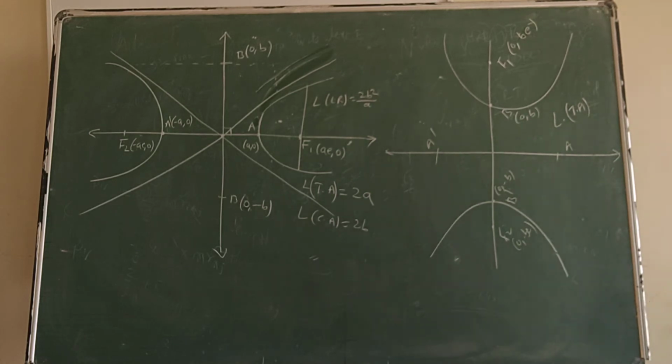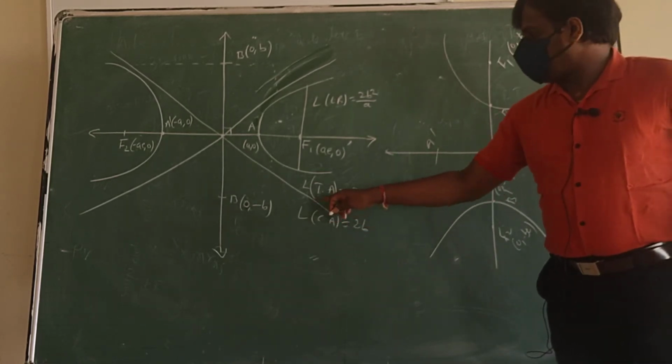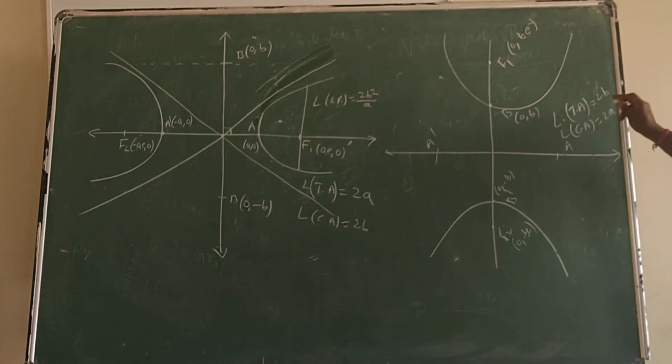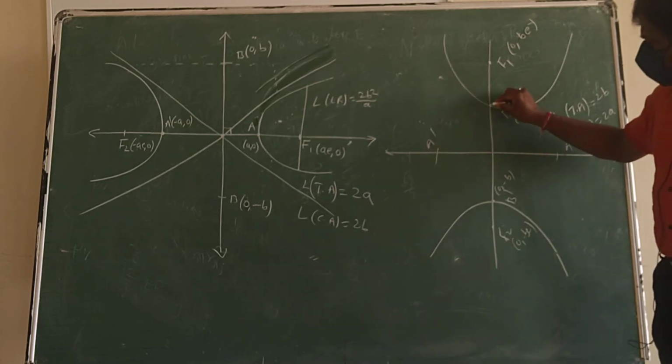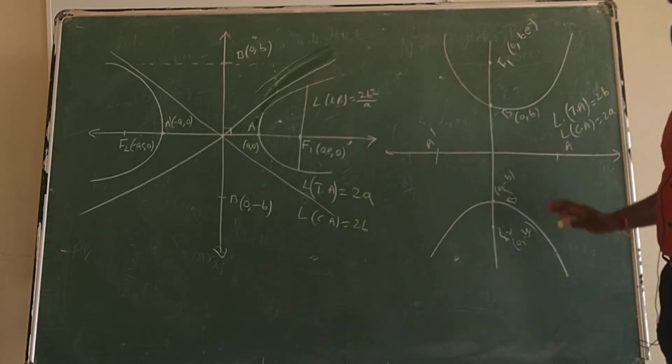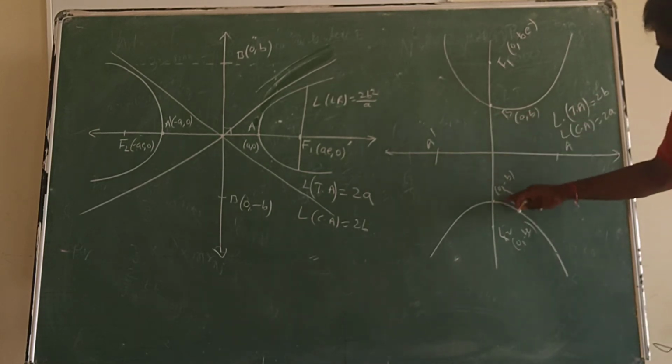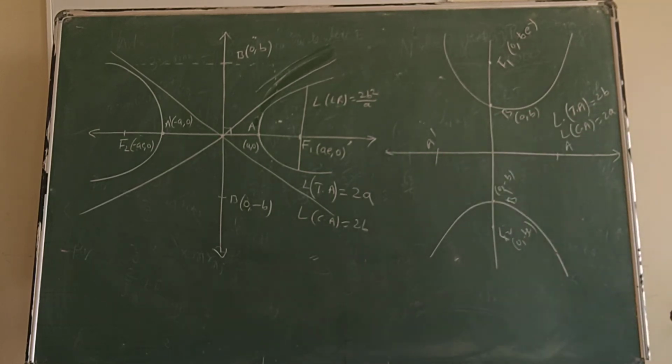Here this is the transversal axis, which has the foci lying on it. The axis on which the foci lie is called the transversal axis. Here the length of the transversal axis is 2b, and the length of the conjugate axis will be 2a. It is reversed here and here. In the first, the length of the transversal axis is 2a and the conjugate axis is 2b. Here the length of the transversal axis is 2b and the conjugate axis is 2a. This is transversal, this is conjugate.